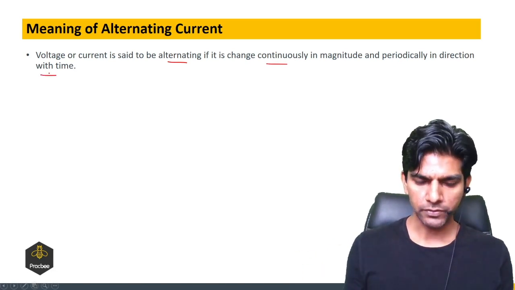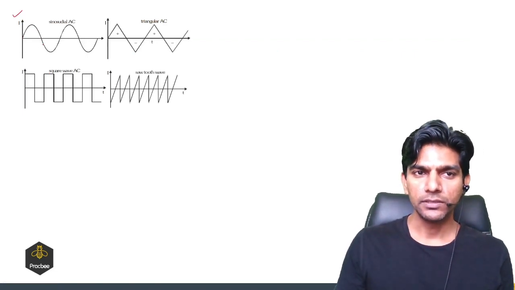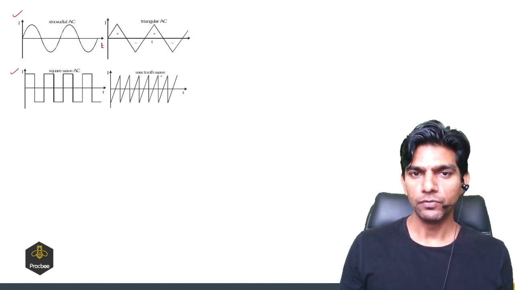Now let us see some graphs. If we have this kind of graph, on the y-axis we have current, on the x-axis we have time. So current is varying sinusoidally. This is a sine AC current, right? And in this case, we have a triangular AC, and this is a square wave AC. And this is a sawtooth wave. It looks like a sawtooth, so that's why it is known as a sawtooth wave.